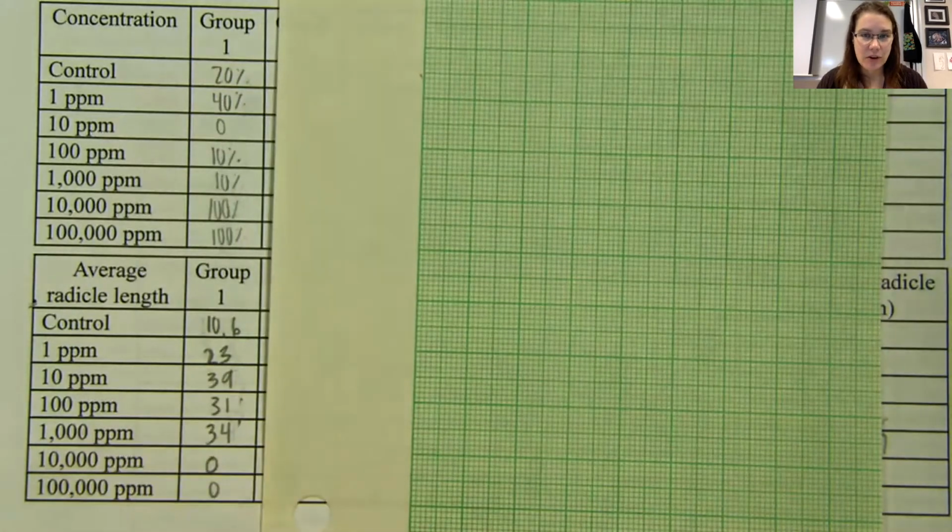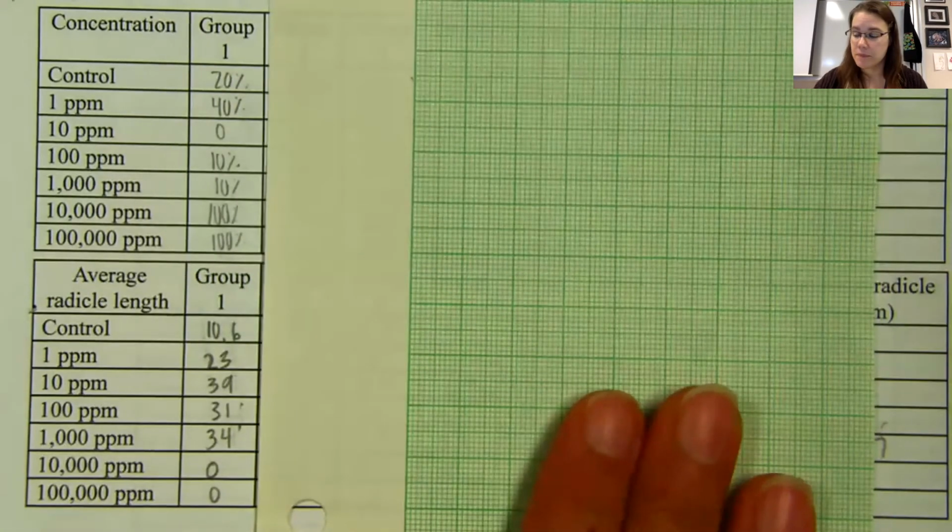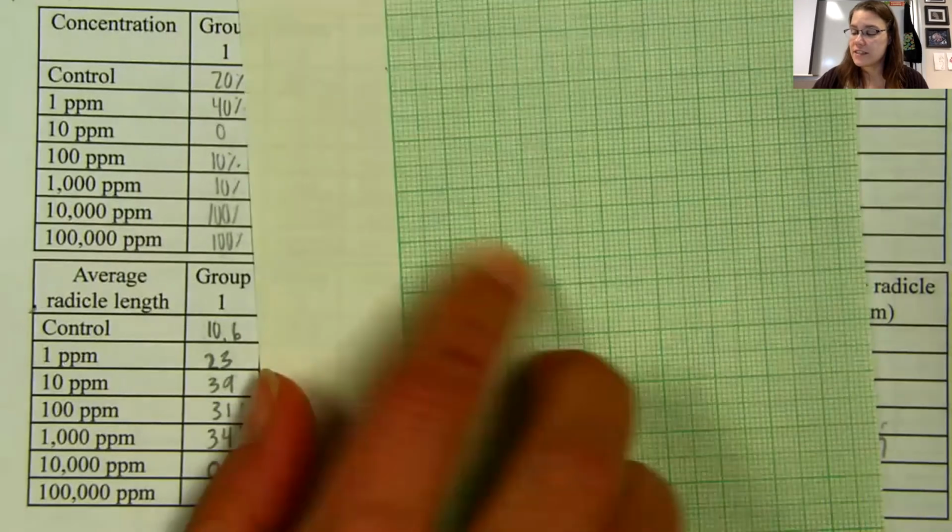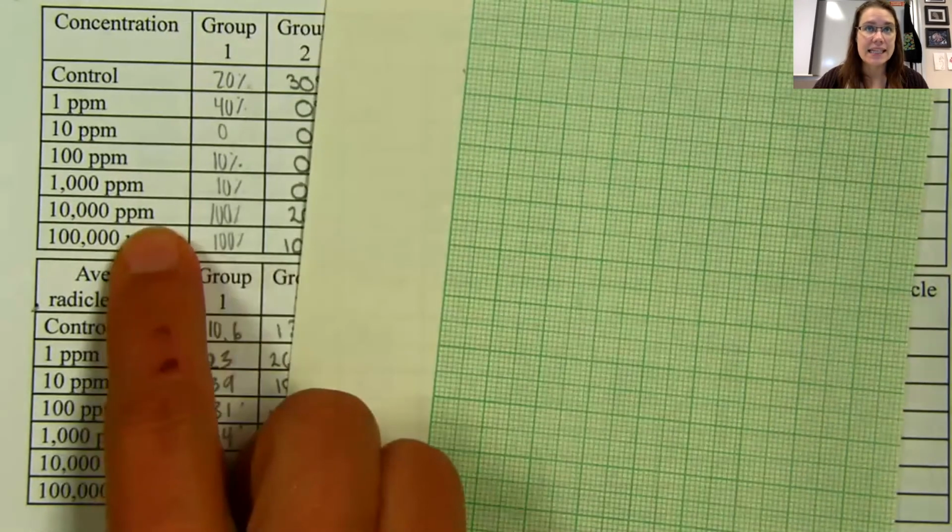So let's talk about graphing. There's 2 different kinds of graphs you're going to need to make. The first graph is going to be using logarithmic paper. This is not logarithmic paper.